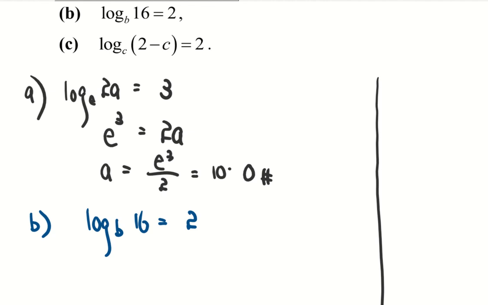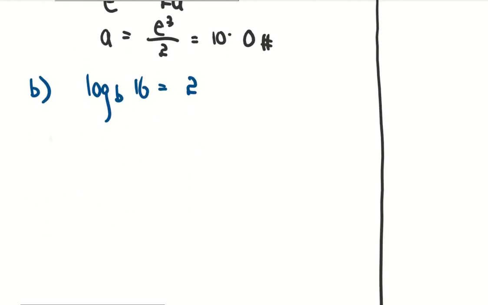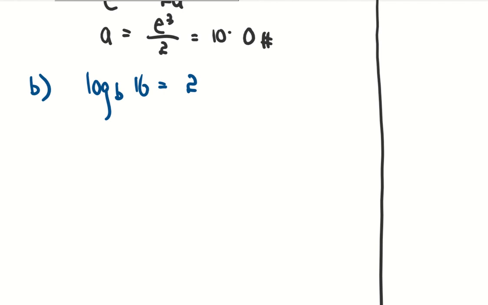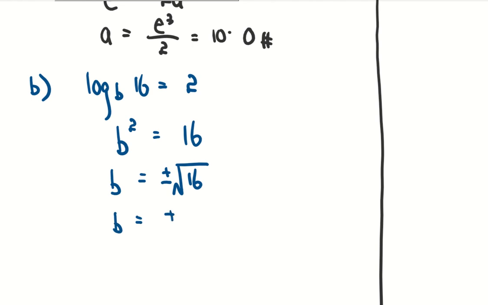Now moving on to part B. Alright, same thing. I'm supposed to write from logarithmic form back to exponential form. What is my base? B. What is my index? Power 2. And this is equal to my main term of 16. Now I'm supposed to solve for b. So I know you know we have to take square root on both sides. But take note, we have to make use of positive and negative square root of 16. So in this case, b can be positive or negative 4.